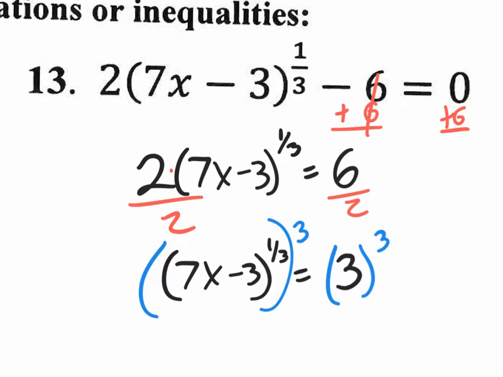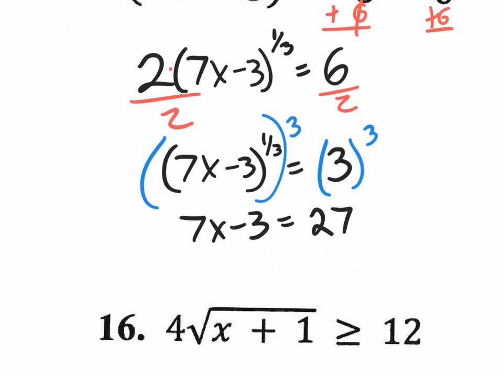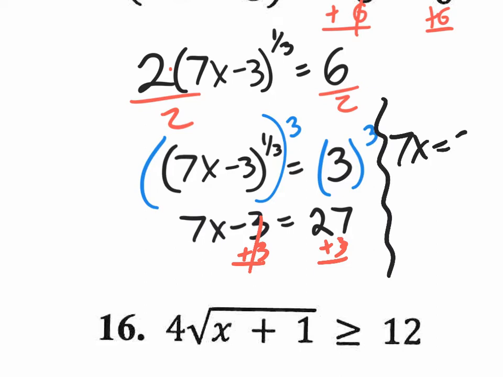Or even if you thought about exponents, power to a power multiply, 3 times 1/3 is 1. It eliminates. So you have the nice, beautiful 7x minus 3 on the left side of the equation, and 3 times 3 times 3 is 27 on the right side of the equation. And we could all solve that. We're going to add 3 to both sides. We're going to end up with 7x equals 30. And we divide by 7 on both sides. And we end up with x equals 30 divided by 7.